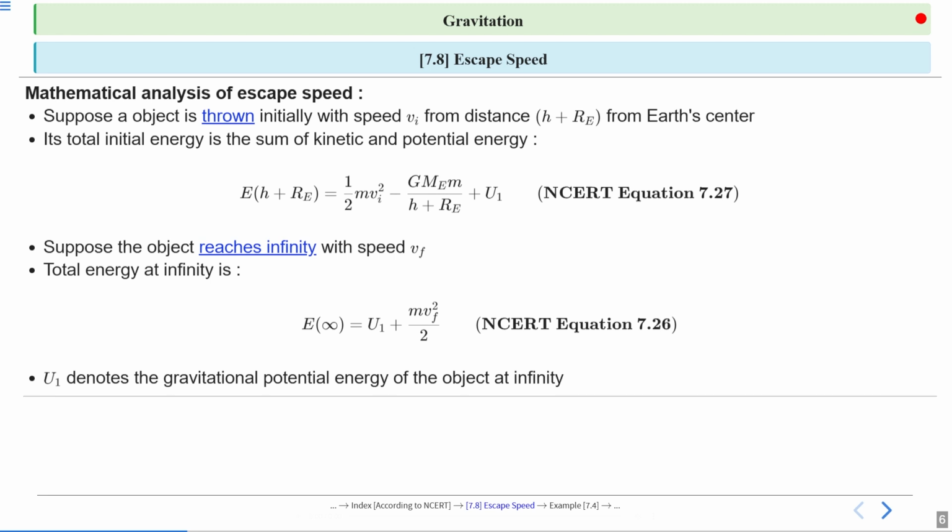It's important to note that U1 represents the gravitational potential energy of the object at infinity. This concept is important because it sets the reference point for potential energy when the object is no longer influenced by the Earth's gravity.